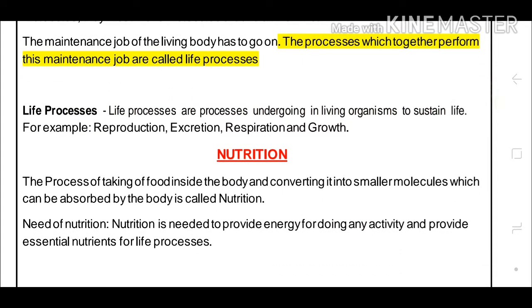The process of taking food inside the body and converting it into smaller molecules which can be absorbed by the body is called nutrition. Need of nutrition: nutrition is needed to provide energy for doing any activity and provide essential nutrients for life processes.